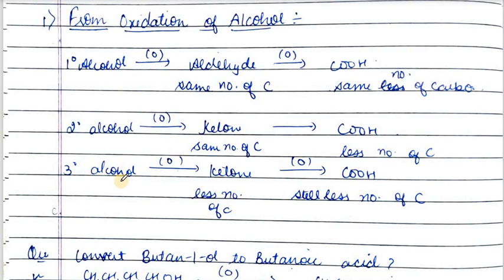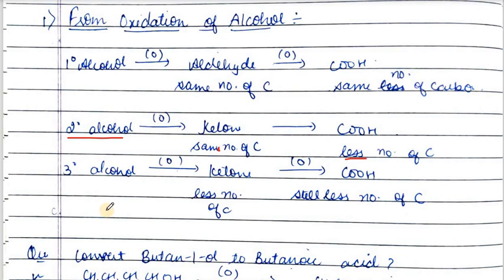In this we already know primary alcohols always give carboxylic acid with the same number of carbon atoms. That is, first they give aldehydes with the same number of carbon atoms, then upon further oxidation give carboxylic acid with the same number of carbon atoms. And then in secondary alcohols, upon oxidation ketones are formed with the same number of carbon atoms, and then further oxidation gives carboxylic acid with less number of carbon atoms.